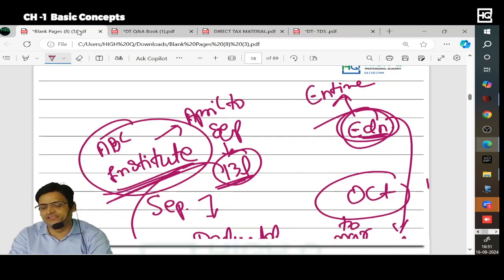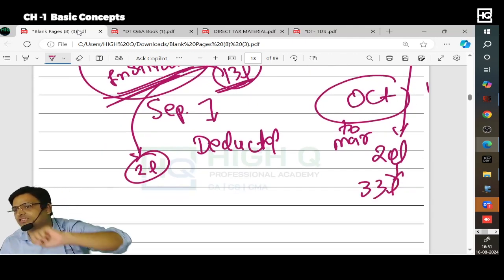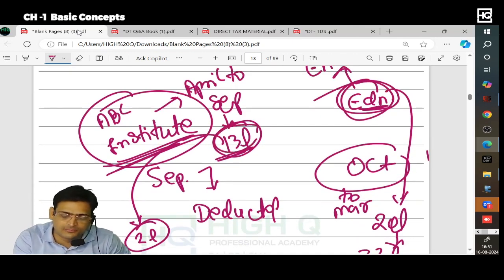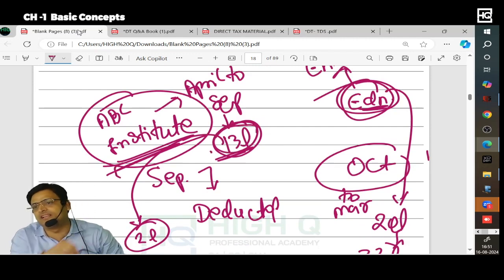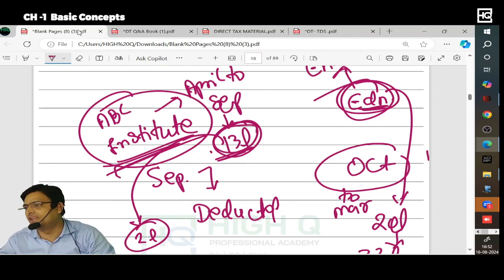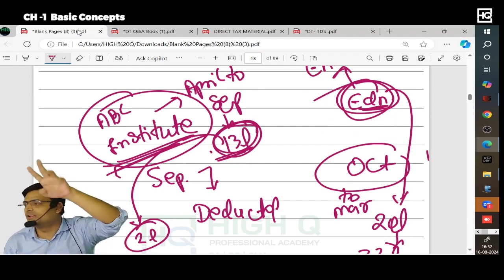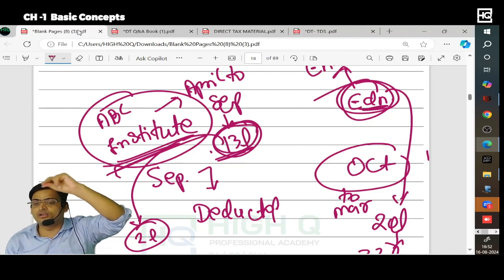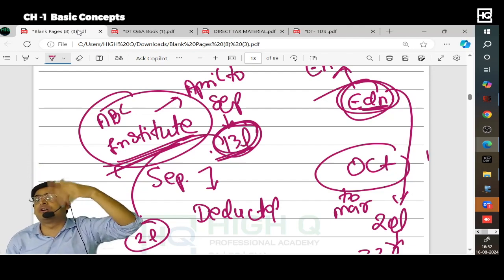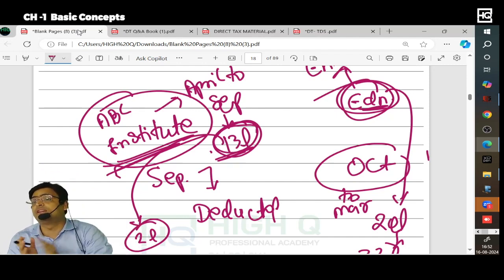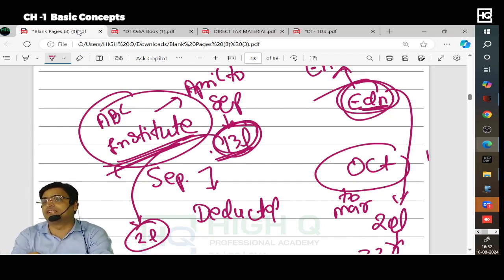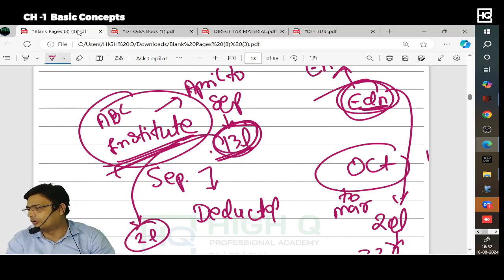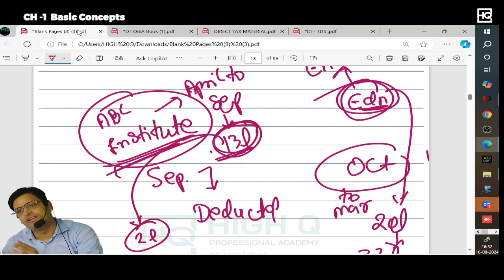Yes. Why will they consider? Otherwise, don't you think there will be double deduction? On this income, the TDS is already deducted by the earlier institute. And if the same TDS will again be deducted by the new institute, don't you think there will be what? There will be double deduction of TDS. That's why if the TDS is already deducted by the former employer, it will be considered by the new employer.